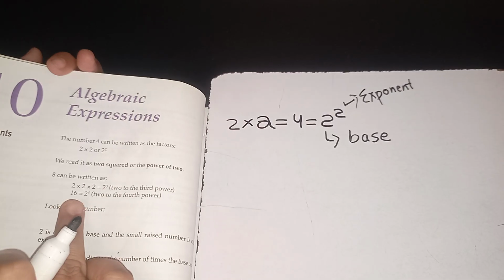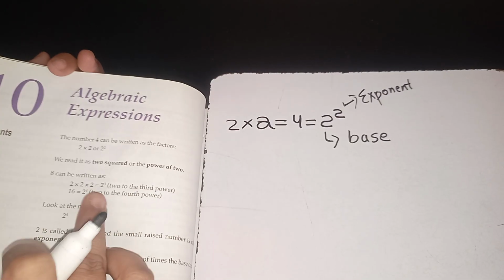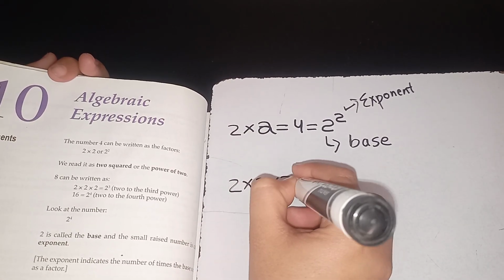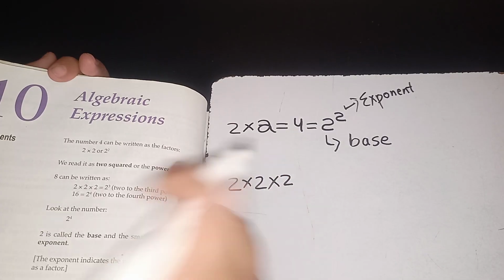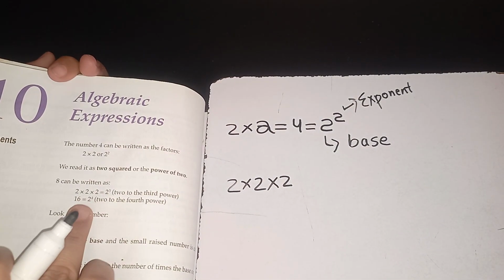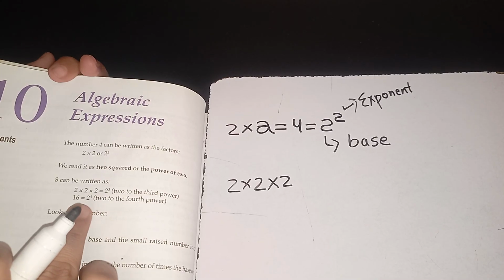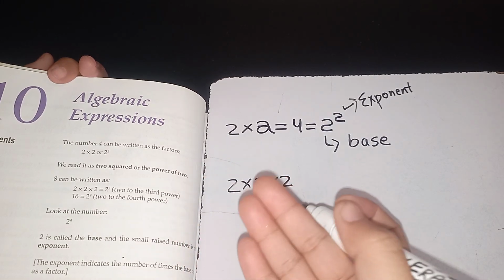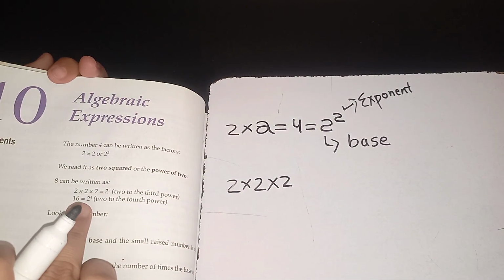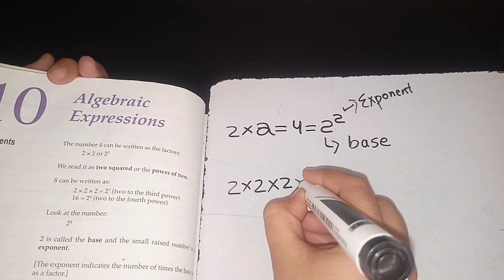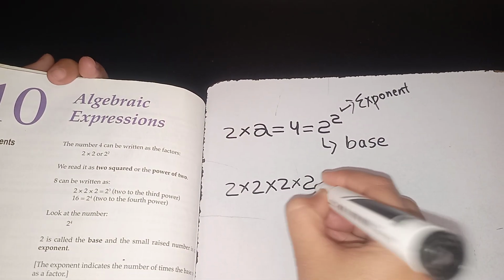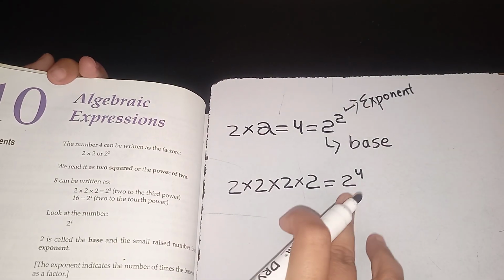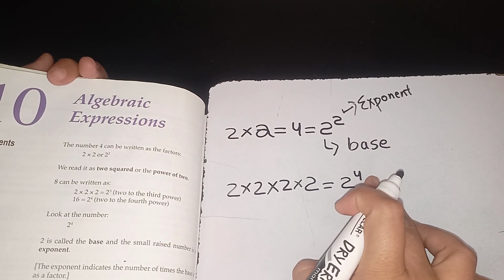Similarly, 16 can be written as 2 power 4. It means 2 multiplied by 2 multiplied by 2 multiplied by 2. Why? Because the base is 2, and it is multiplied how many times? 4 times. How do we know 2 is multiplied 4 times? Because from the exponent. So it is written as 2 power 4. Same, 2 is base and exponent is 4.